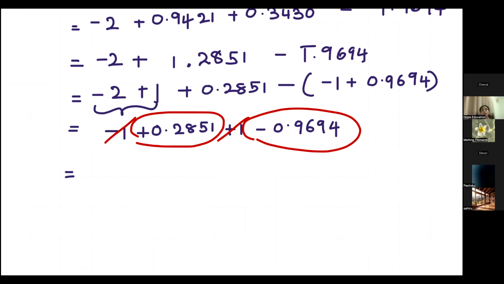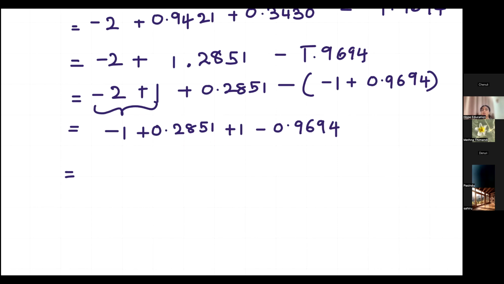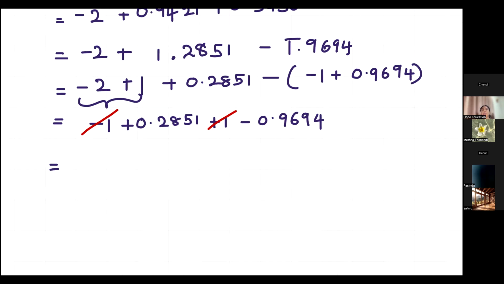Okay, Lamai. So, before we simplify from this point onwards, you said you understood up to this point, no? I already asked that. Okay. So now, the next step is we can see minus 1 and plus 1 cancel, right? From what we have learned, minus 1 and plus 1 get cancelled off. And we have the two mantissas remaining. We have plus 0.2851. We have minus 0.9694. So we know the drill.